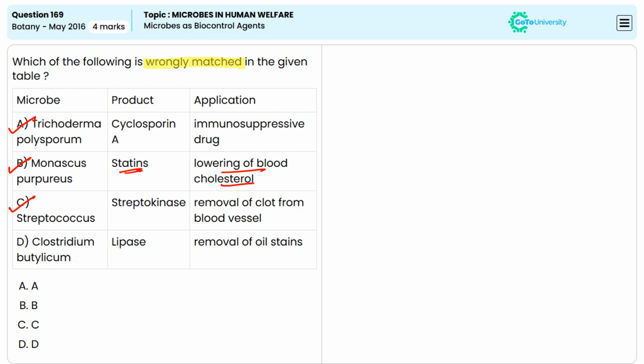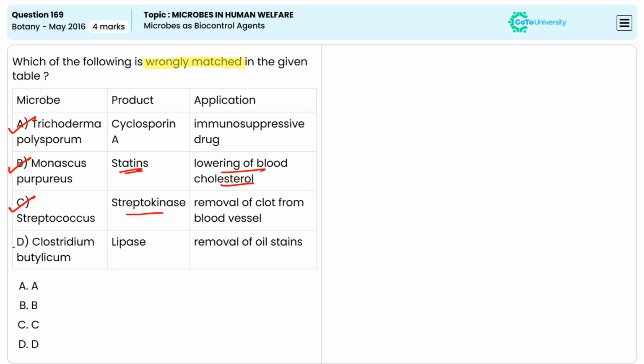C. Streptococcus. The bacteria Streptococcus produces the product streptokinase, which is an enzyme which removes a clot from blood vessels, that is, dissolving the blood clots, that is thrombolytic therapy. So that means the third one is also matching.